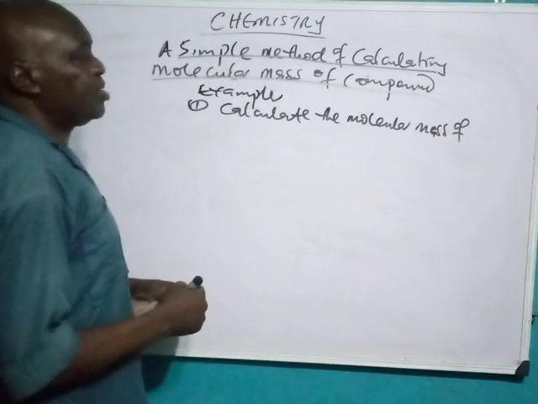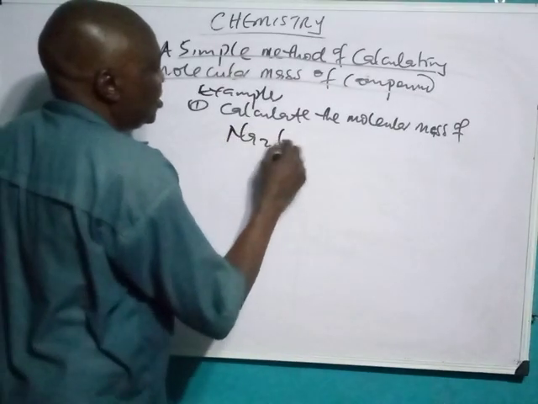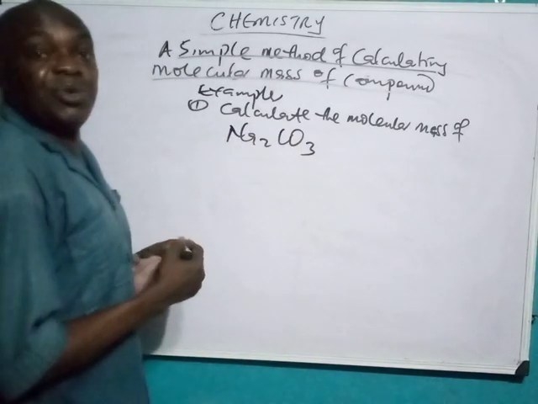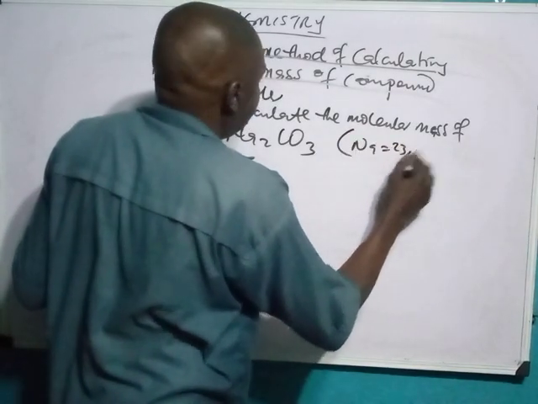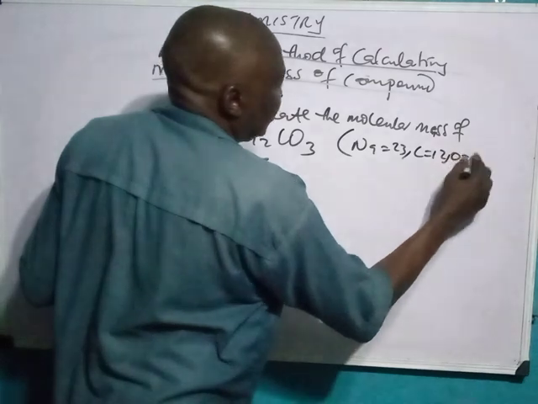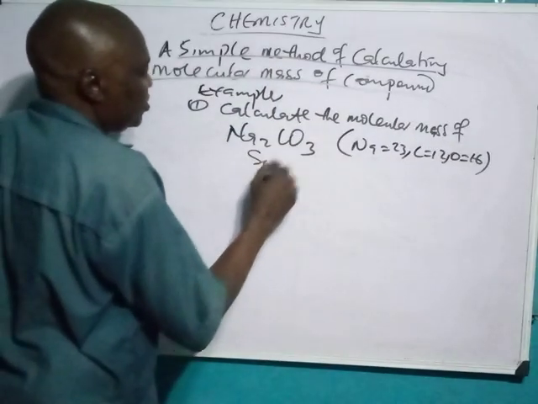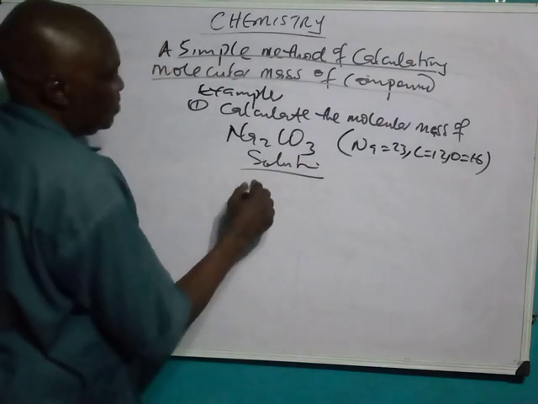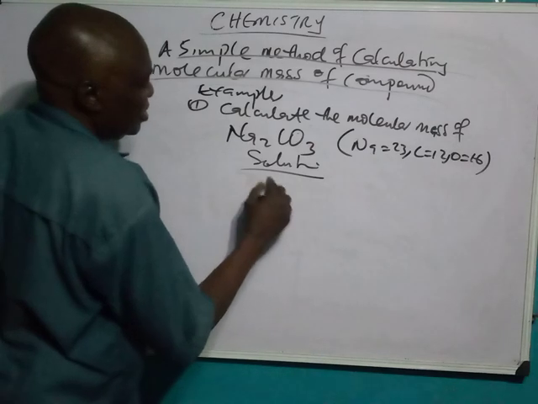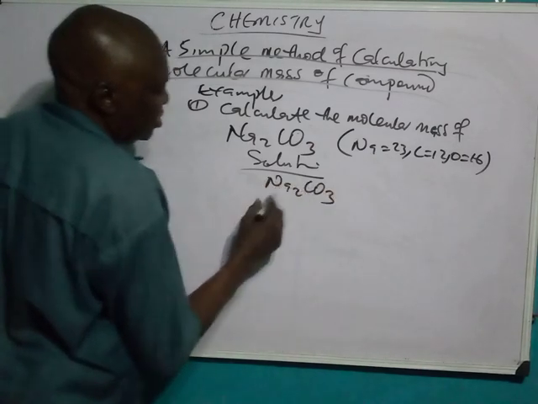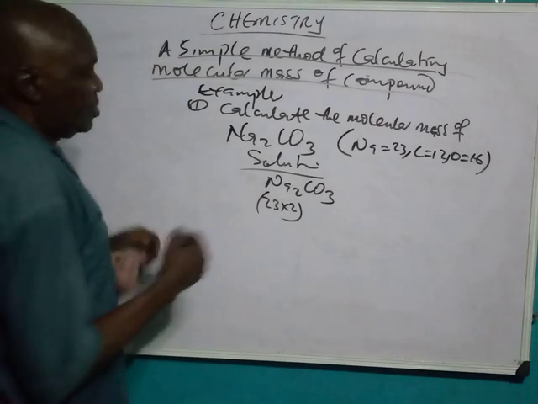Assuming you are told to calculate the molecular mass of Na2CO3, sodium carbonate, with Na giving us 23, C giving us 12, O giving us 16. See, the same method you use, same processes. Solution: Na is 23, let me write it out. Na2CO3. 23 times 2.